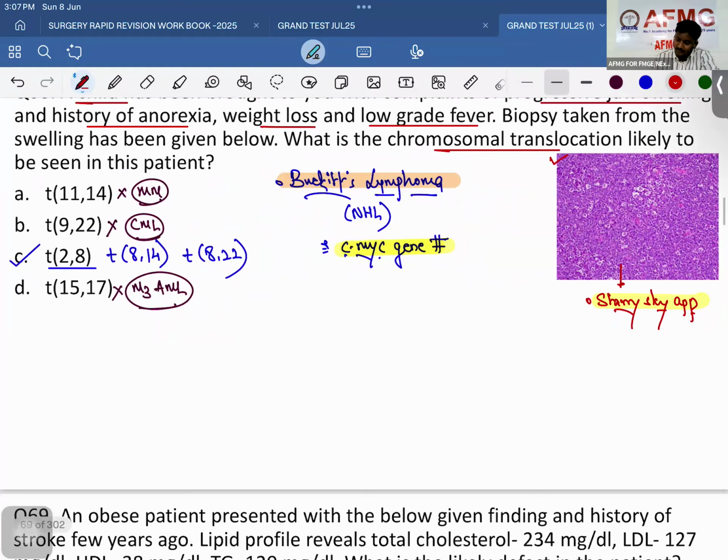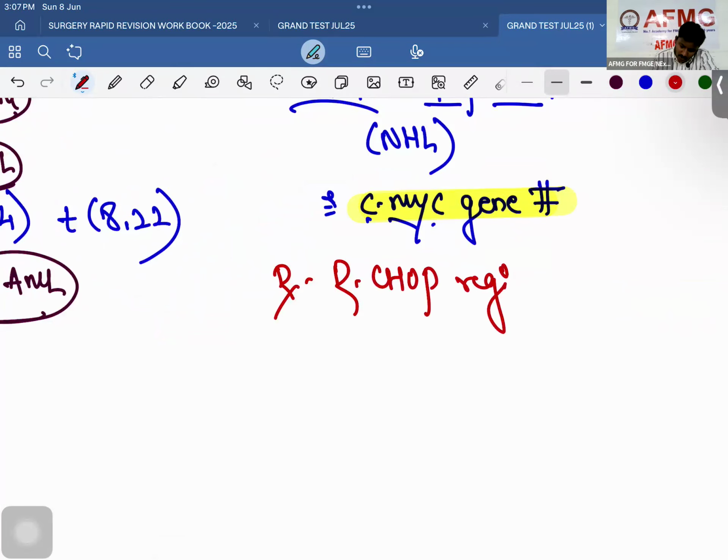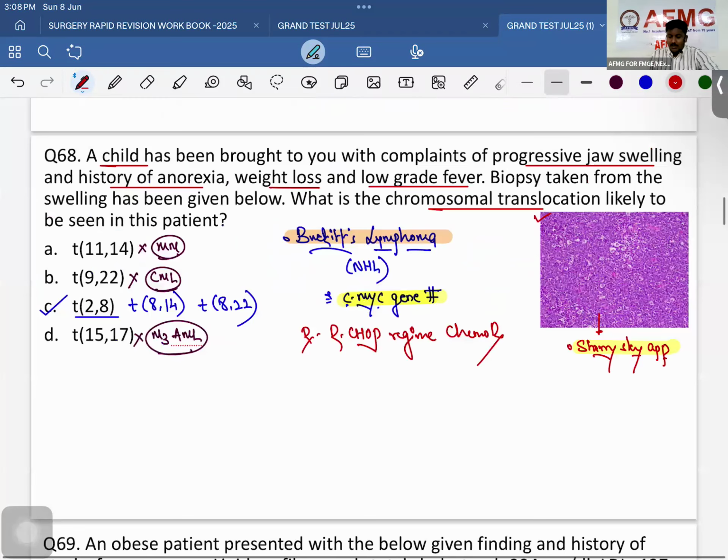If they ask you in patients of Burkitt's lymphoma, we know investigation of choice is a lymph node biopsy, but treatment will be given by which regime? Chemotherapy given by the R-CHOP regime. So R-CHOP regime chemotherapy will be given to the patient. Chalo. Done with this.